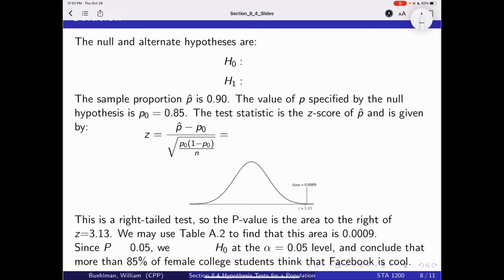Our null hypothesis was that p is equal to 0.85, and our alternative hypothesis is that p is greater than 0.85, because they want to know if more than 85%.